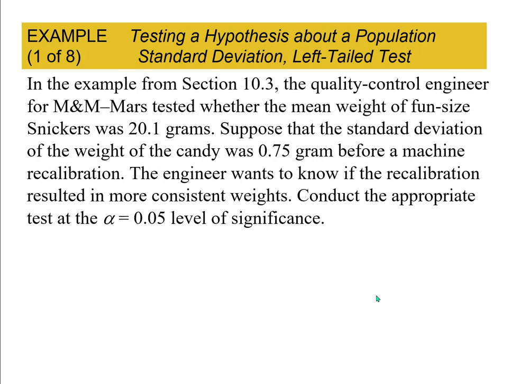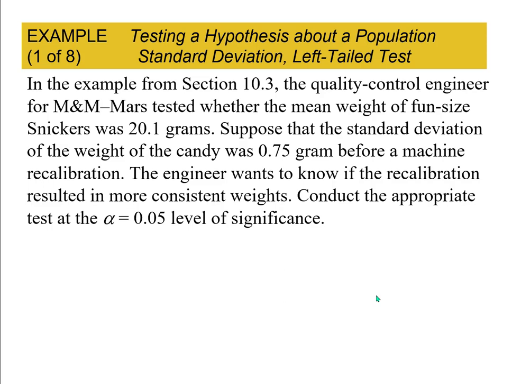Okay, so let's take a look at this example. The quality control engineer for M&Ms tested whether the mean weight of fun-sized Snickers was 20.1 grams. We did this in a previous video, but we were talking about the means last time. This time we're going to be talking about the standard deviations. That's why we're going to use chi-square.